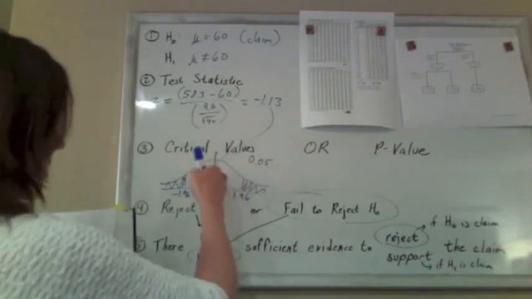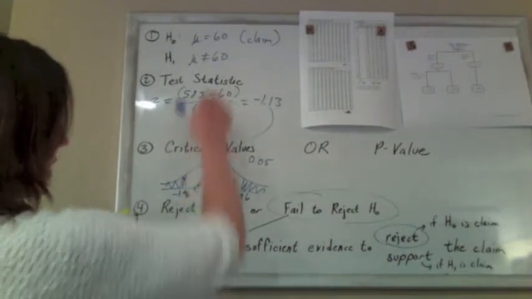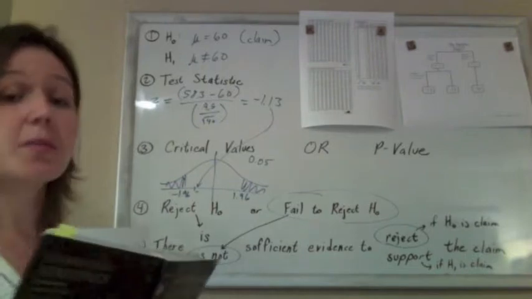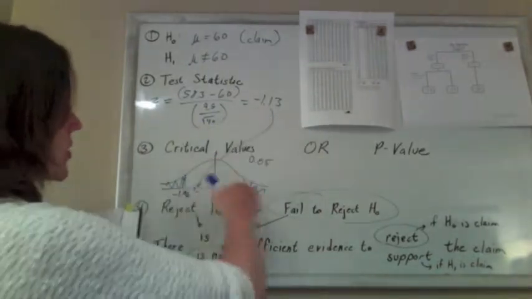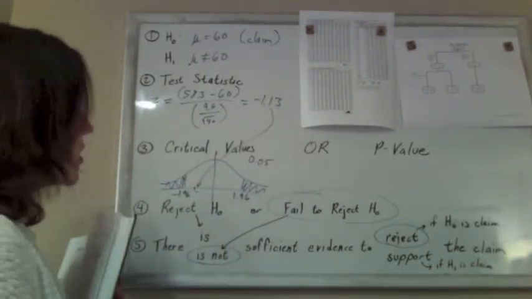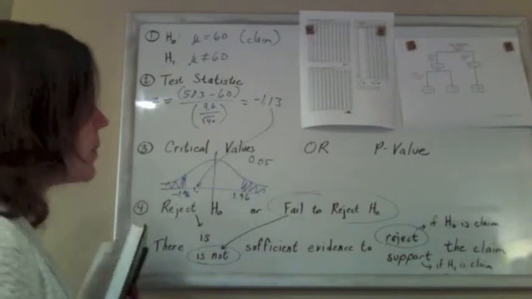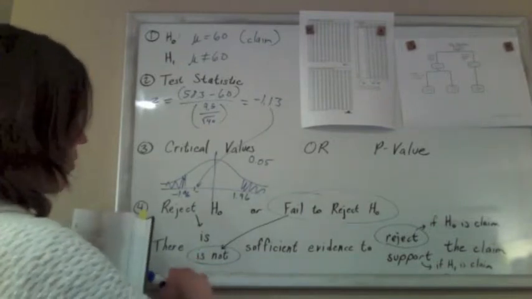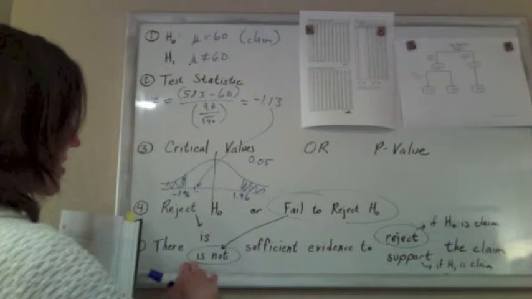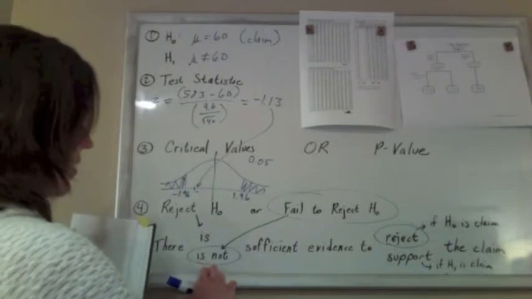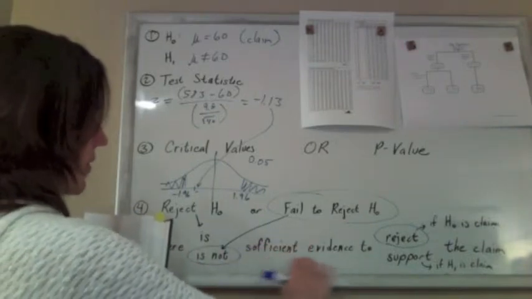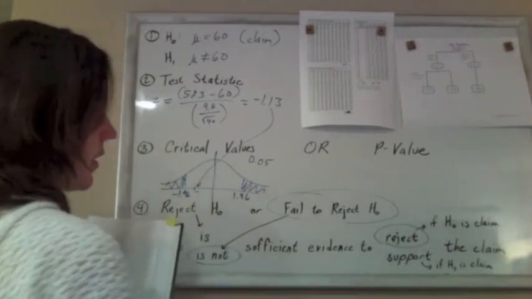It seems like this middle guy is right. It seems like the mean time is approximately 60 seconds. Our value was not extreme enough to reject it, so yay for our claim, about 60 seconds. So the official wording from the magic sentence is there is not sufficient evidence to reject the claim.